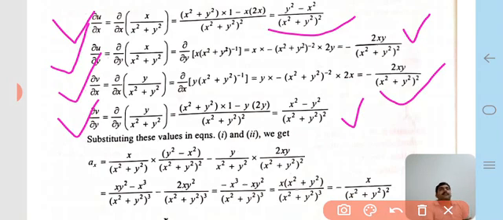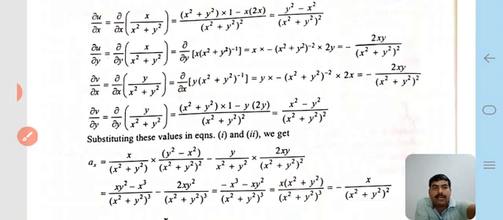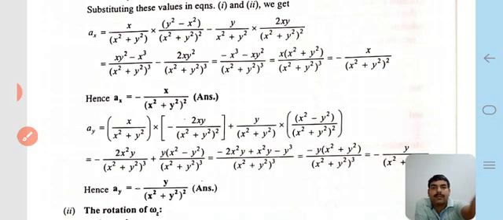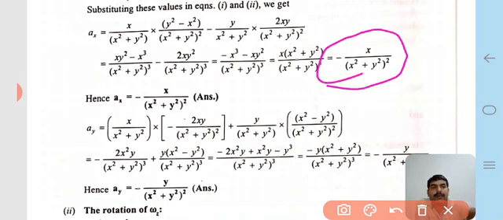Now, putting all the values in the acceleration equation, ax is equal to u del u upon del x plus v del u upon del y, and solving these equations, we look here and find the value. Hence we can say the acceleration along the x axis is equal to minus times x upon x square plus y square whole square.